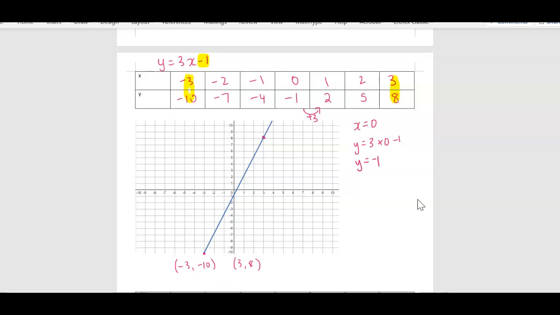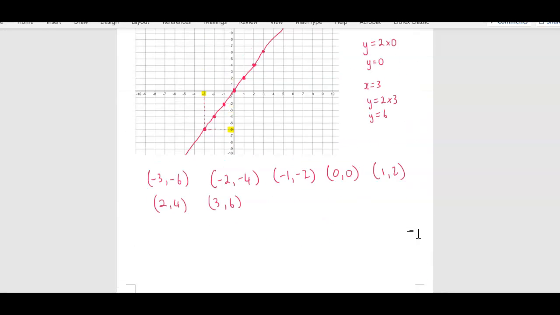You can plot the other points, so -2, -7, so you can see that is actually on the line. -1, -4, 0, -1. All right, and you can also say that's your y-intercept where it crosses the y-axis. 1, 2, 2, 5, and then 3, 8. All right, but if you're drawing a straight line, all you need is 2 points. You need not plot all the points.